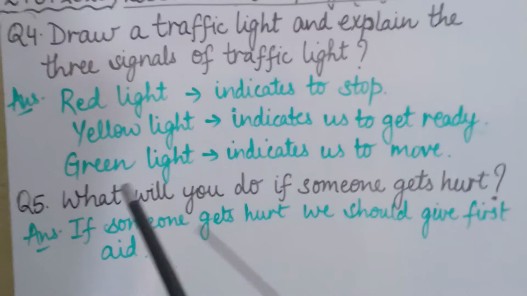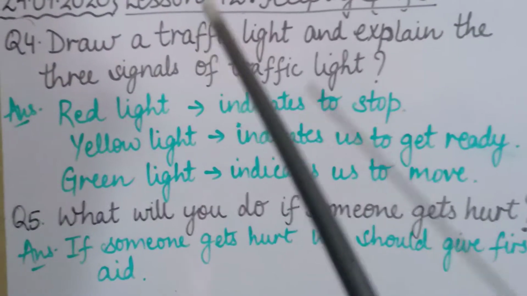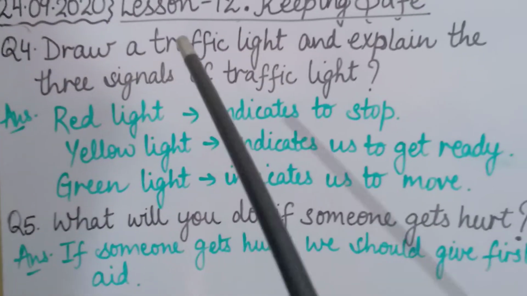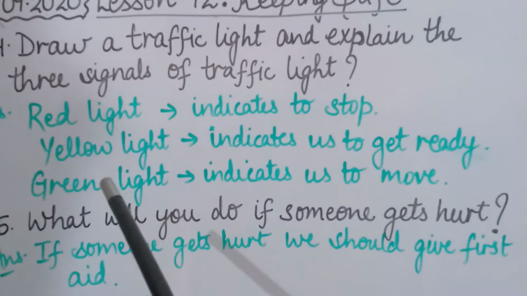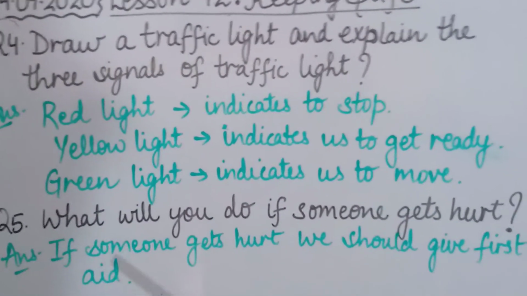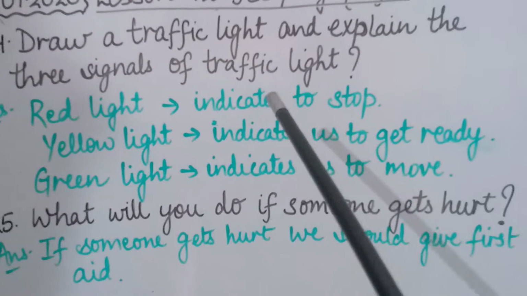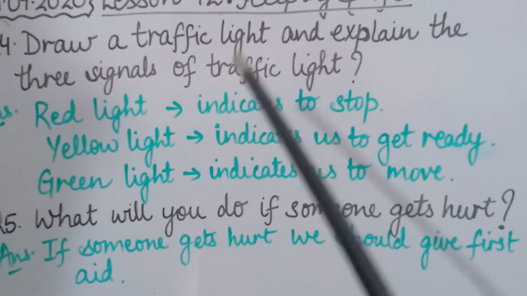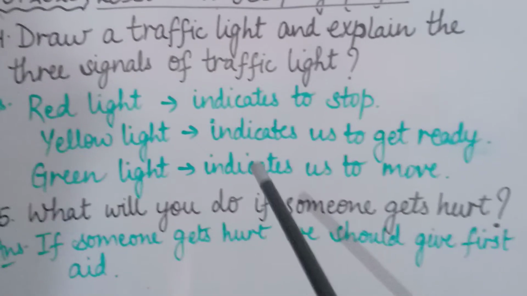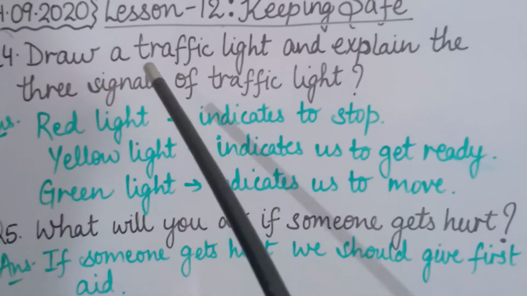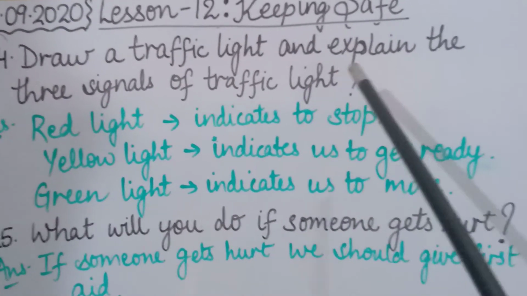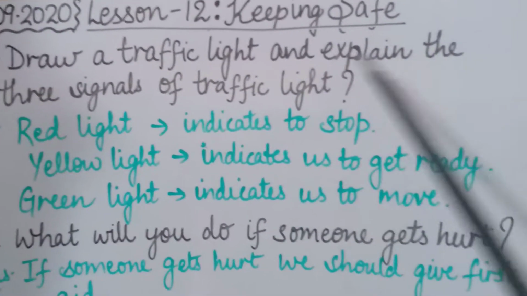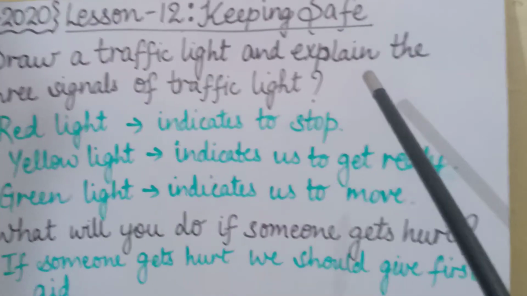Okay, so on the white page in your EVS copy, you will draw the traffic light, and then on the lines page you will write down the answer for traffic light. Okay, so yahan hame kya karna hai, ek to traffic light draw karna hai aur uske baad jo three signals hai unko explain karna hai.